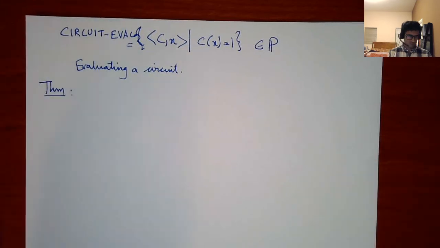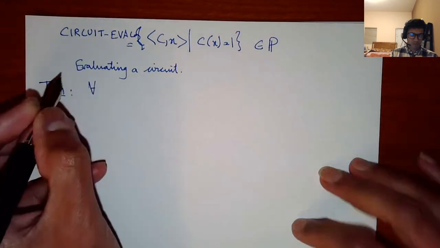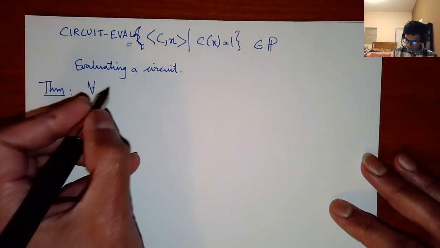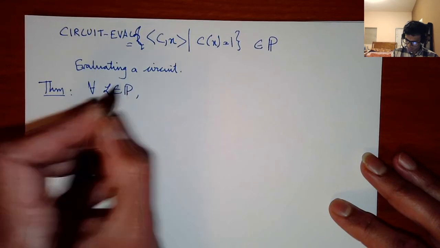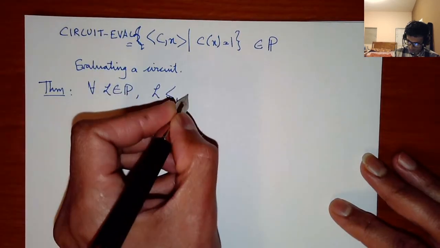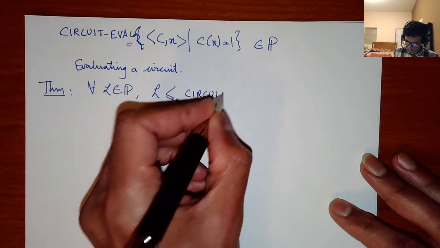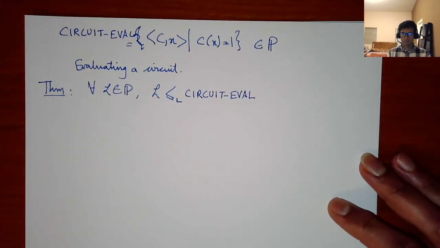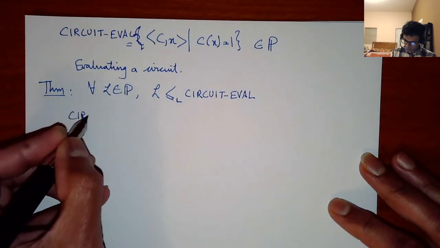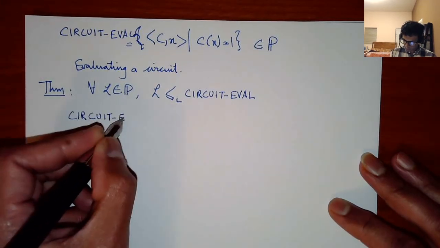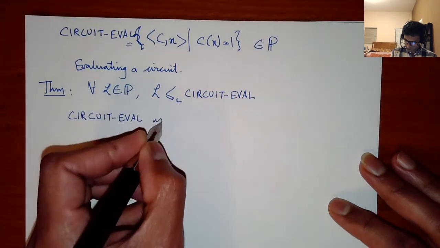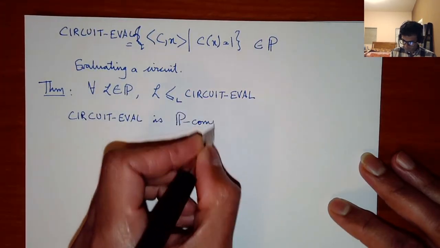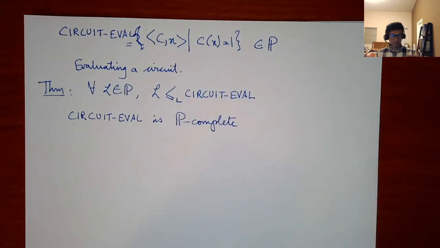What we just proved, or I didn't write down the proof explicitly, but basically what this idea shows is that for all L in P, L has a log space reduction to circuit eval. Therefore, circuit eval is P complete. It's complete within P, because every other language in P can be log space reduced to this.